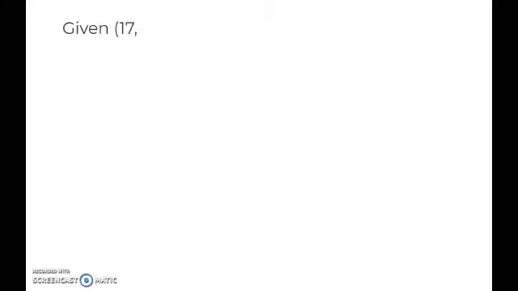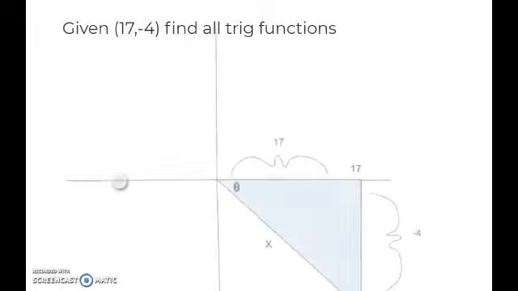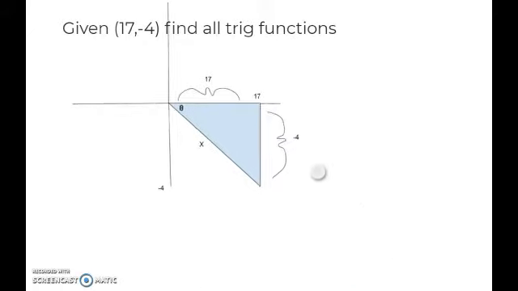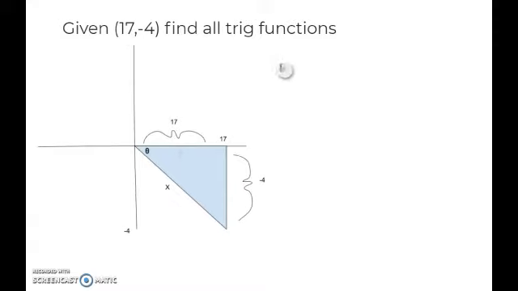Right. So we're already given the point 17, -4, and we're supposed to find all the trig functions given this point. This is the diagram that I made, and first we need to figure out what is x. To do this, you'd use the Pythagorean theorem: a squared plus b squared equals c squared.